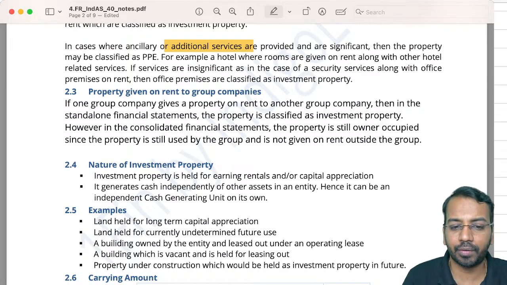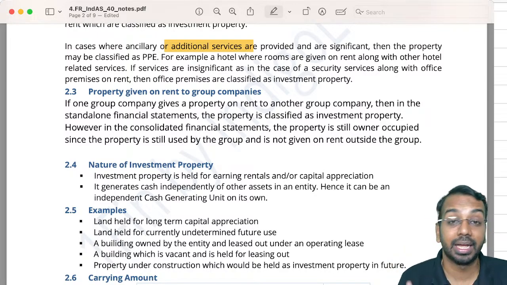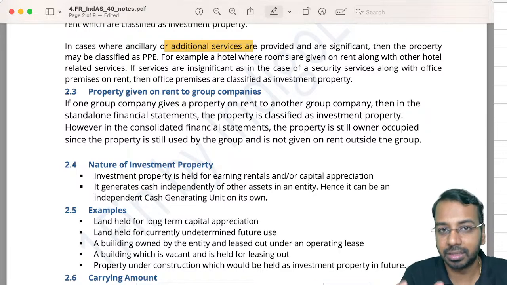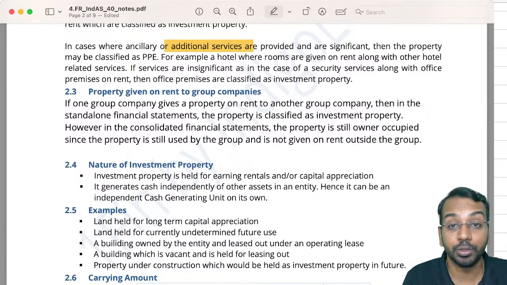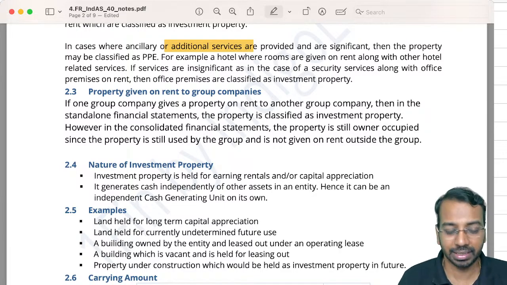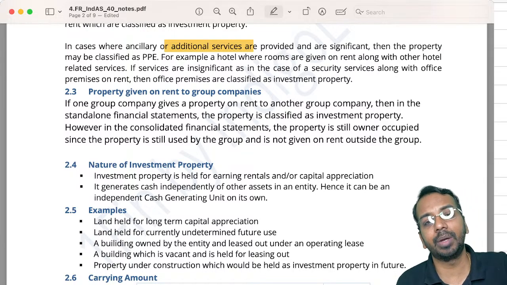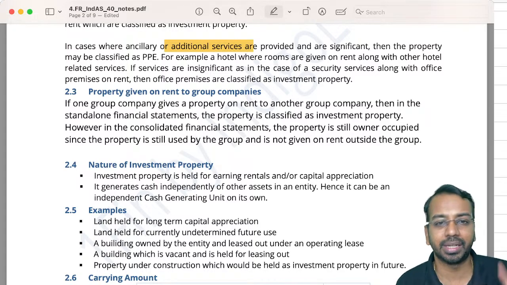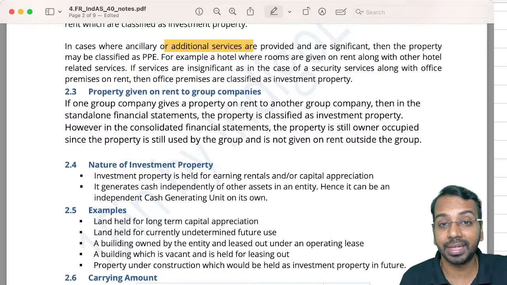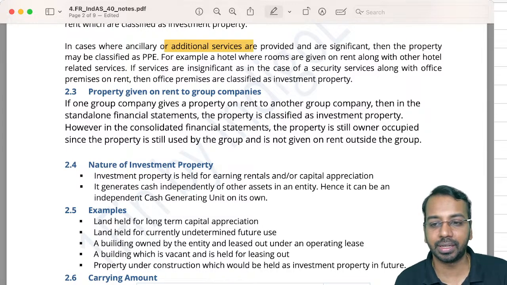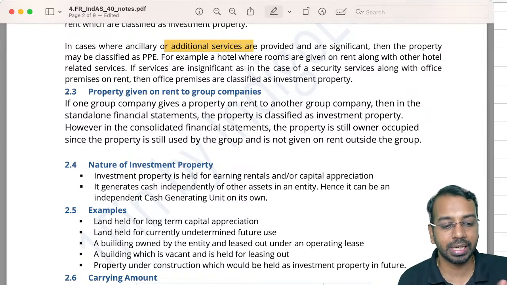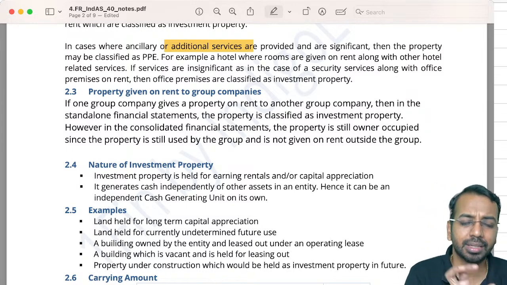But if I am only providing some basic services like security service, then in that case, the security service will not be significant, and you will classify it as an investment property. For example, I have a building. I give that building out on rent. Apart from that, I also take care of maintenance, the security and maintenance related aspect. Just because I am providing security and maintenance services also, I will not say it is property, plant, and equipment, because that is a small portion.